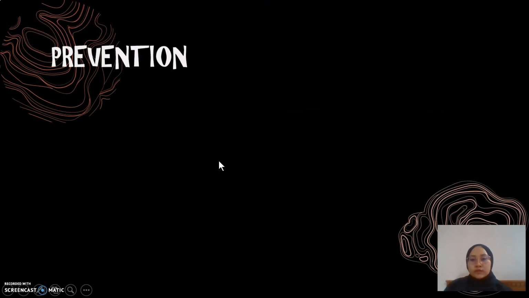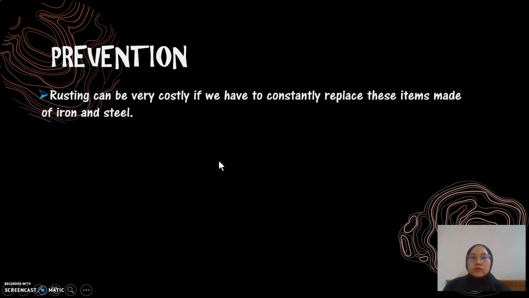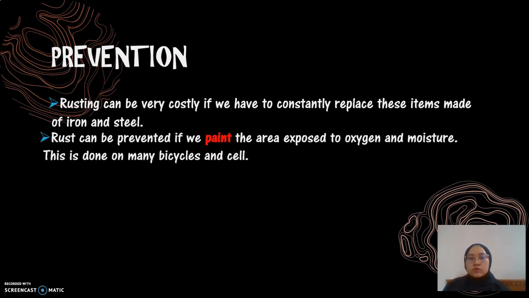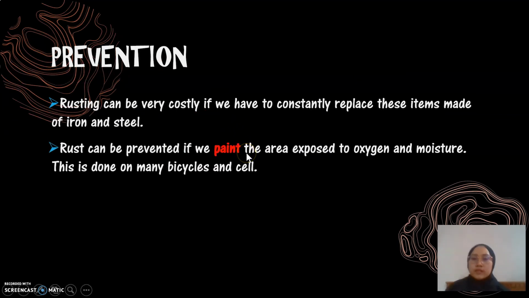So how to prevent rusting from occurring? So rusting can be very costly if you have to constantly replace these items made of iron and steel. So rust can be prevented if we clean the area exposed to oxygen and moisture. So this is done on many bicycles and so on.